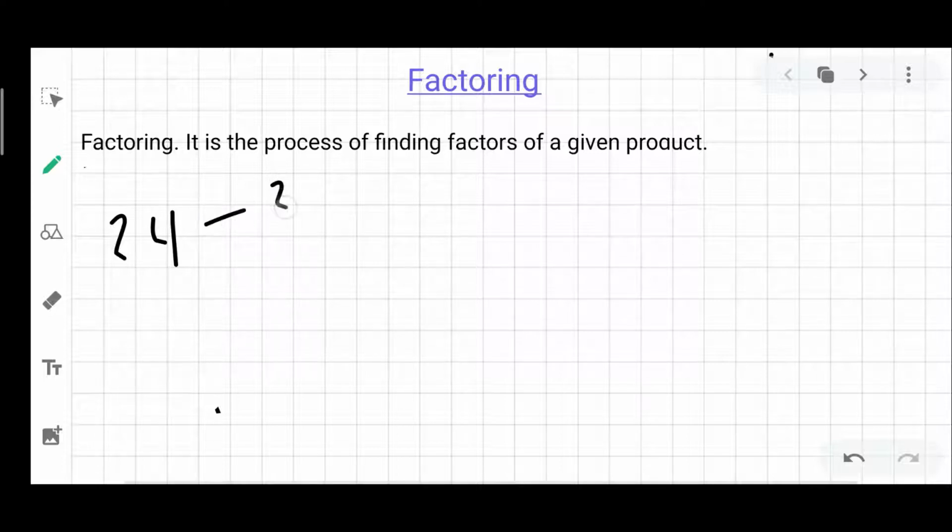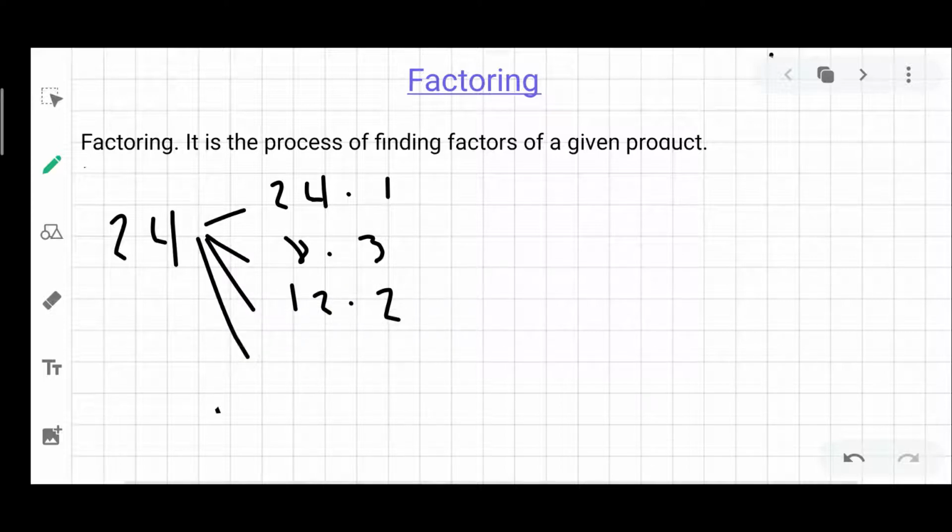We have, of course, 24 times 1. 24 times 1 is 24. Another factor is 8 times 3. Another example is 12 times 2, 6 times 4. At itong mga nakikita nyo na to, ito ang mga factors ng 24. 8 times 3, the answer is 24. 24 is our product and 8 and 3 are our factors.